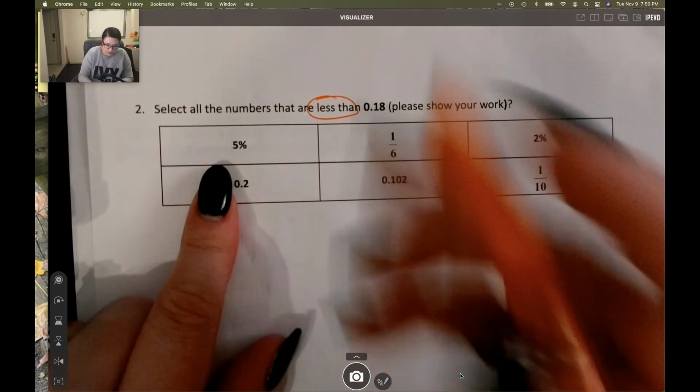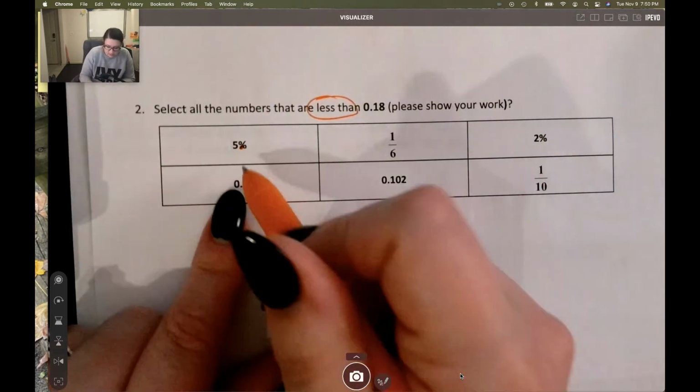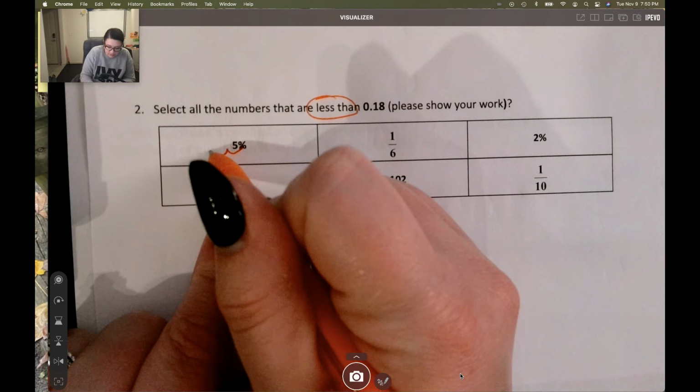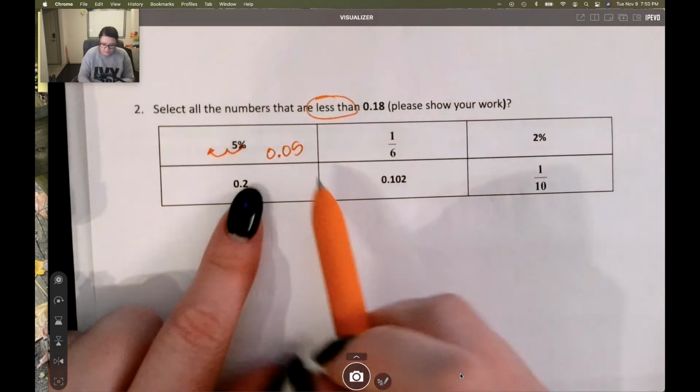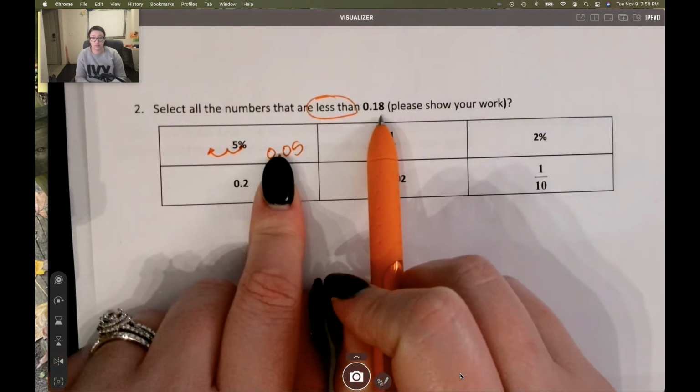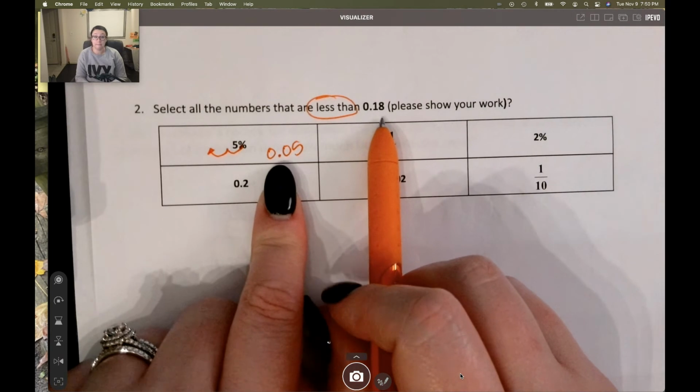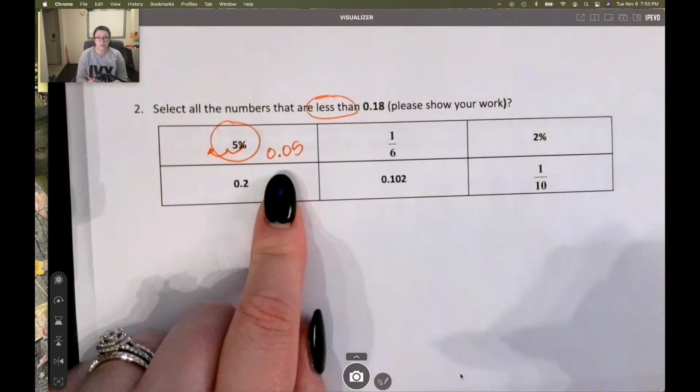Decimals. So 5%, I move that decimal to the left, and we get 0.05. Is that less than 0.18? Mm-hmm. So that one's good.